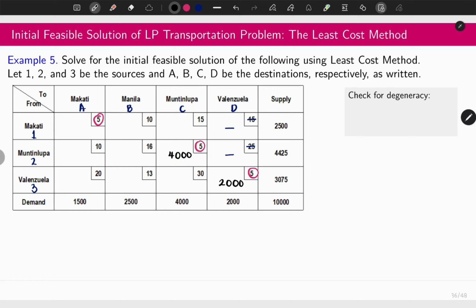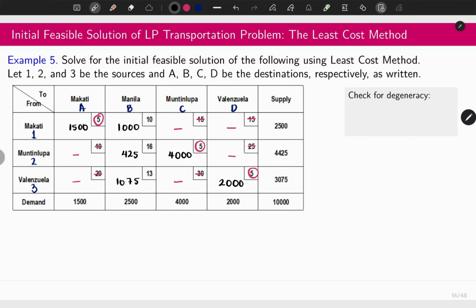Next, 4,000. So the demand has already been met. So we already crossed this out. Let's make this pink so that they have the same color. Next, for destination A, 1,500. So, nothing is left here. Okay. What's next? So, there is an unoccupied column B, destination B. So, we can already fill those out. 1,425 and how many? 1,075.